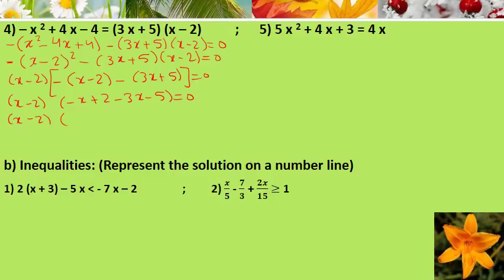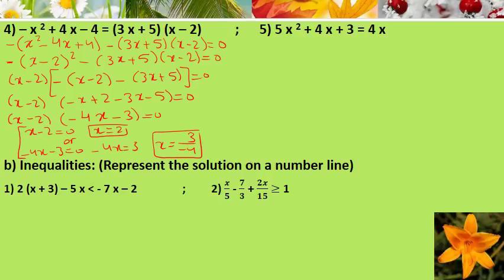Minus x minus 3x, minus 4x 2 minus 5, minus 3. How many solutions do you have? 2. x minus 2 is equal to 0, then x equals 2. This is the first solution. The second one, minus 4x minus 3 is equal to 0. Minus 4x is equal to 3. x is equal to 3 over minus 4.